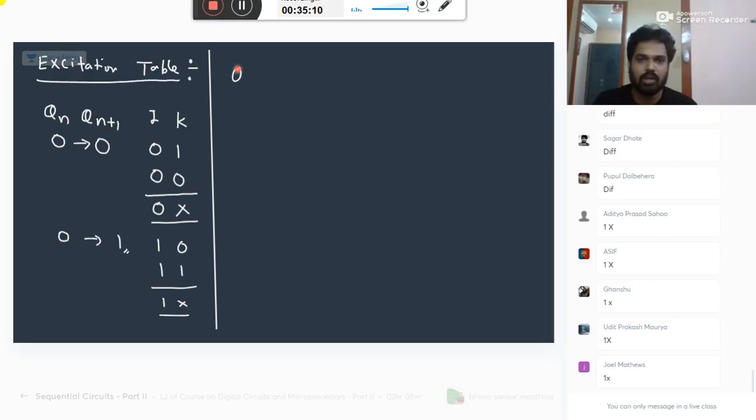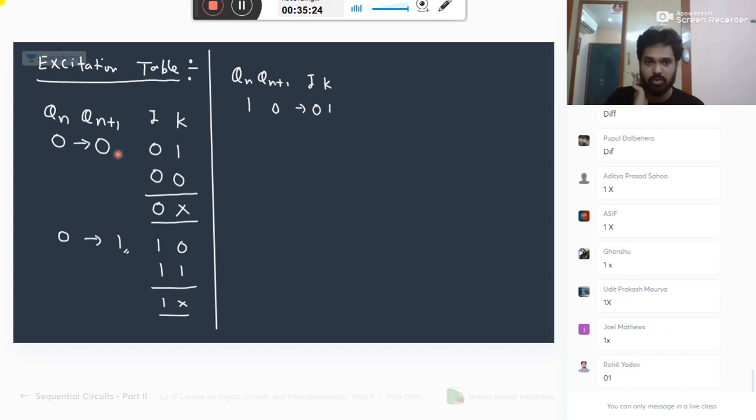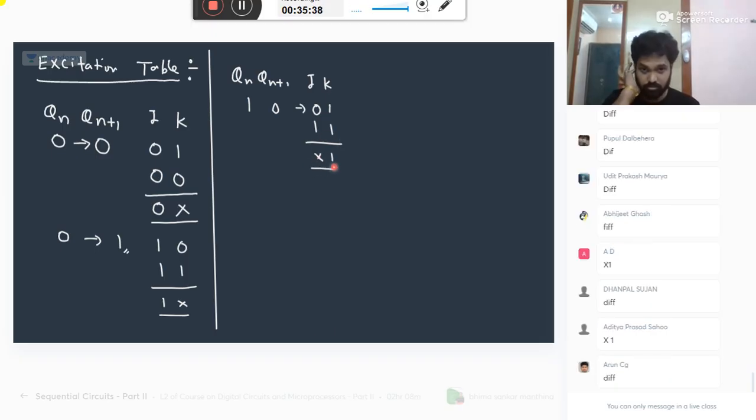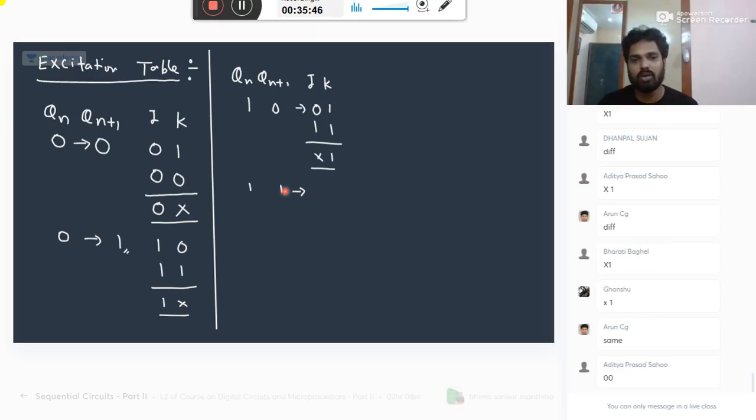Again, Qn plus 1 and JK. Present 1, next 0. Whenever you want 0, you should give the input 0, 1. Whenever you want the input, you should give 0, 1. Are they different or same? Different means you can give 1 1. So this can be anything, this must be 1. Lastly, 1 1 means whenever you want 1 in the output, you can give 1 0.